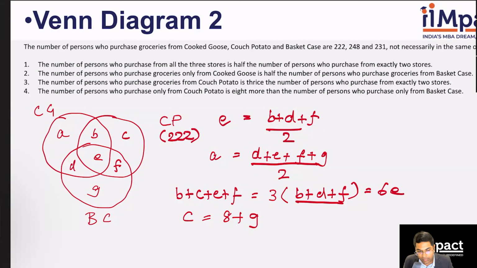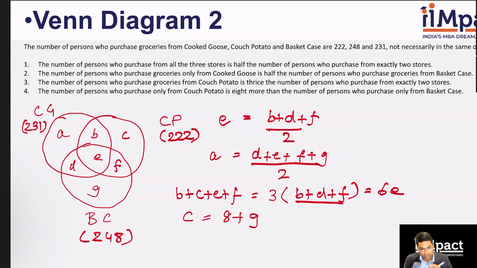We've got one of them. What else? We've got statement number 2 where we know that the total of BC is an even number. And of course, it cannot be 222 because that's taken. So this has to be 248. And that leaves me with 231 for CG. Yes, straightforward up till this point.